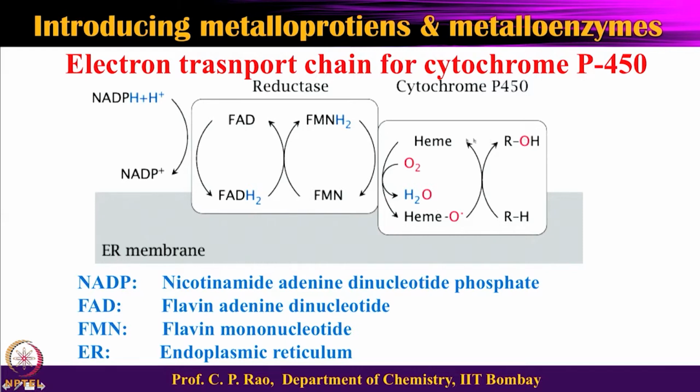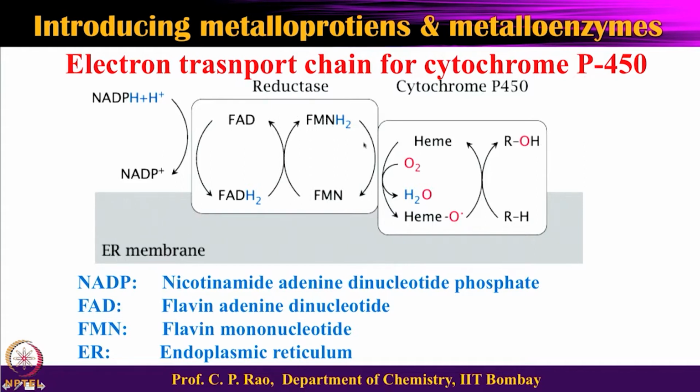How it is done is called the mechanism. I will explain it in a later slide, maybe after one or two slides, how this O2 gives one O to water and one O to the substrate. So, is that understandable? NADPH, NADP plus is a standard source of electrons, and it gives the electron to the FAD and makes the FAD reduced. Then the reduced FAD, when returned to the oxidized form, will give an electron to the FMN, and the flavin mononucleotide will get reduced.